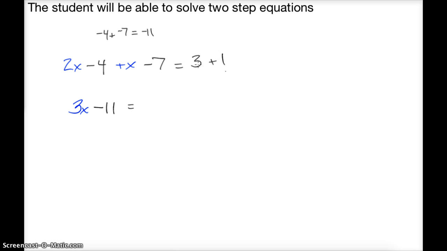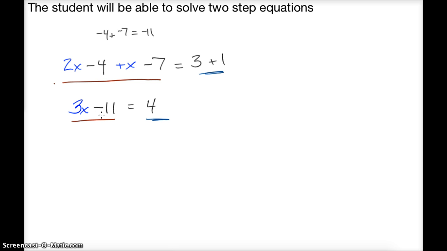We did the left side first, and then on the right side we have 3 plus 1, and all that's going to be is 4. So now this looks a little bit simpler. I have 3x minus 11 plus 4. What you always want to do is any of the addition or subtraction first. You want to get x by itself, so I'm going to get rid of any addition or subtraction that I can.